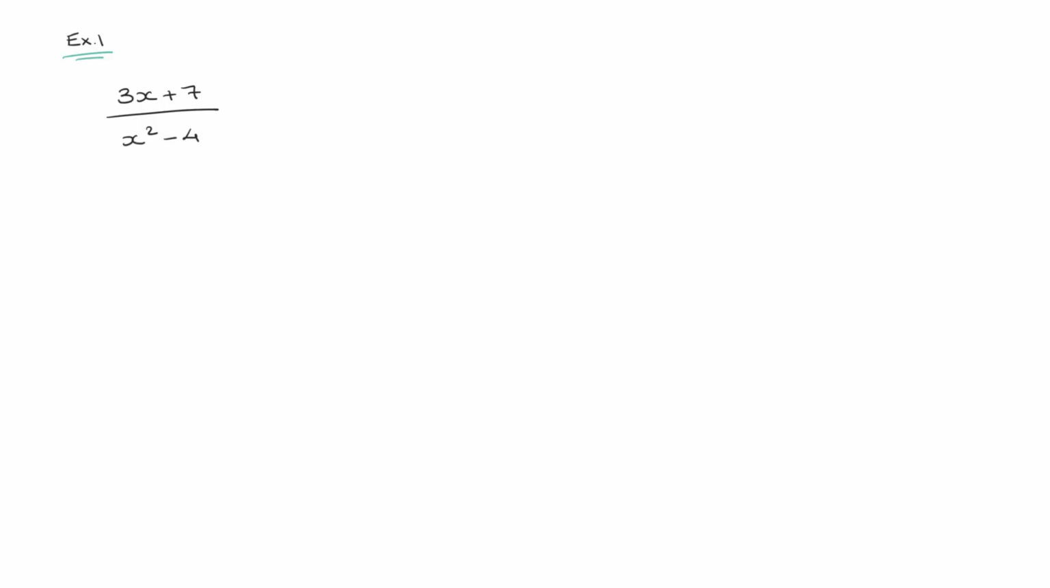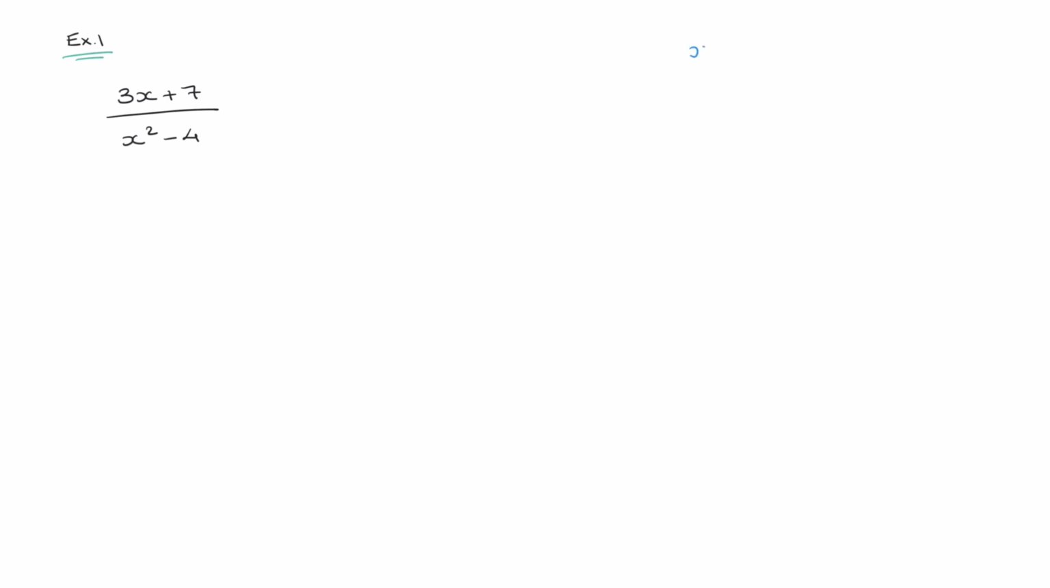Here we go. For the first example, example 1, we're given this fraction here. We have 3x plus 7 over x squared minus 4. Notice that the degree of the numerator is less than the degree of the denominator, and since x squared minus 4 definitely has 2 real roots, we can use partial fraction decomposition here.